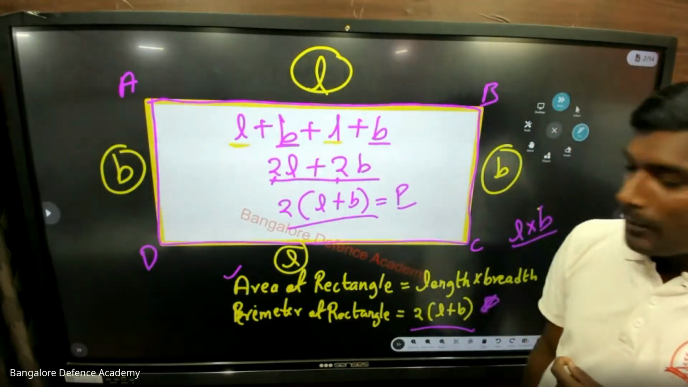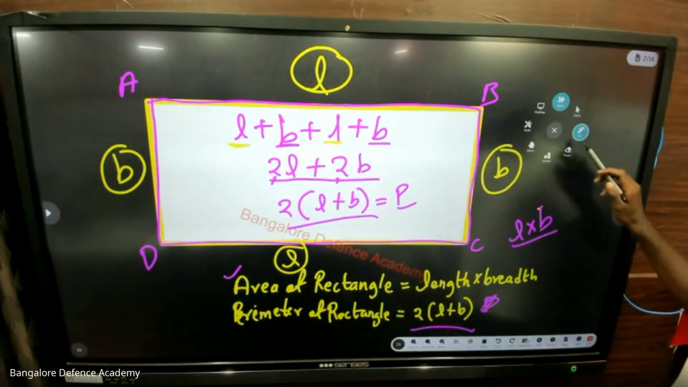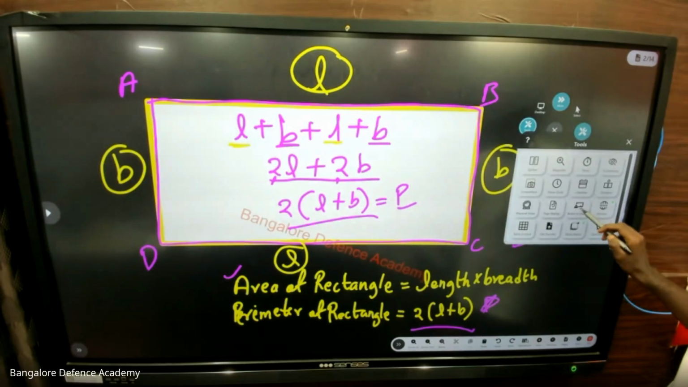Do you all understand? Yeah. So have you by-hearted this formula? Let's start by-hearting this formula quickly. We'll do some questions here. Ready?